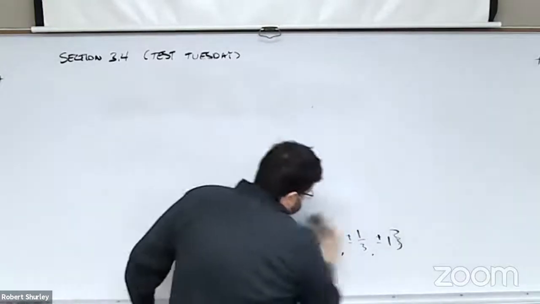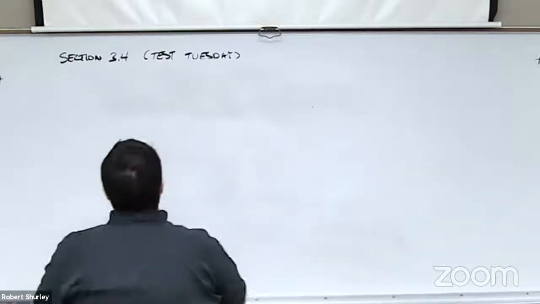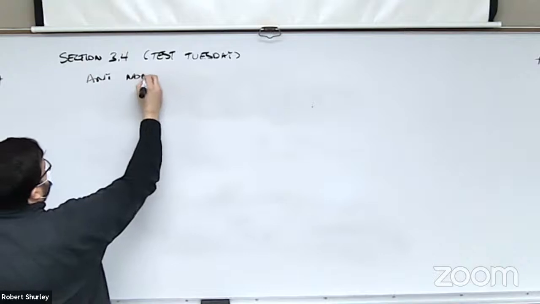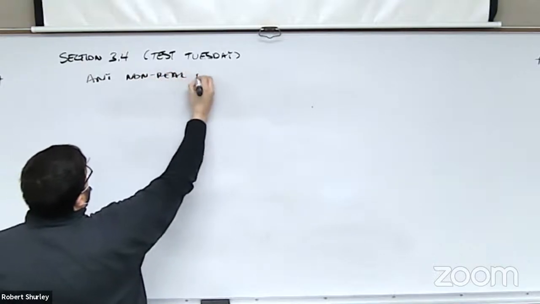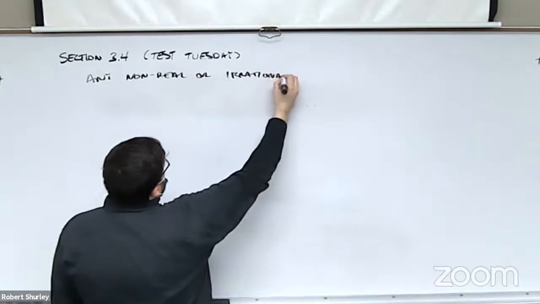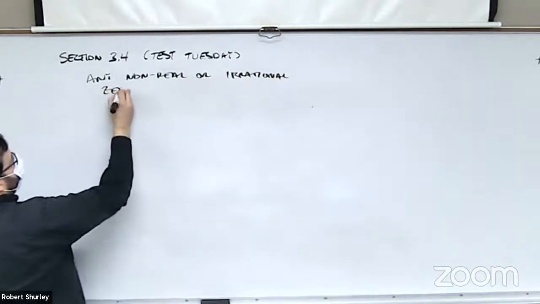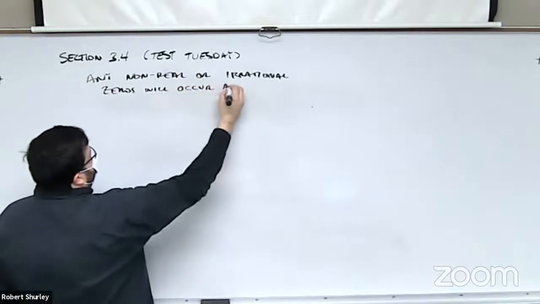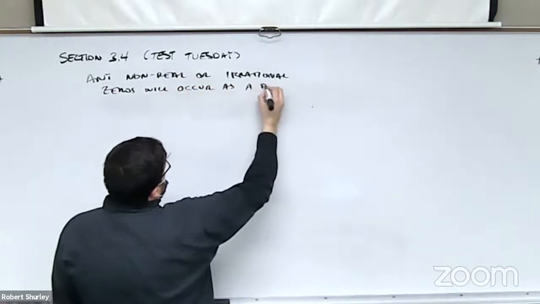When we're solving zeros, it turns out, let me write this down. It's important. Any non-real or irrational zeros will occur as a pair of conjugates.